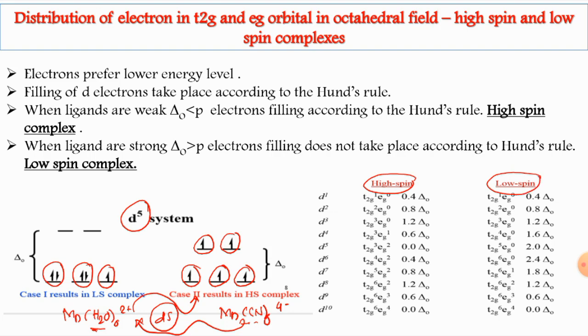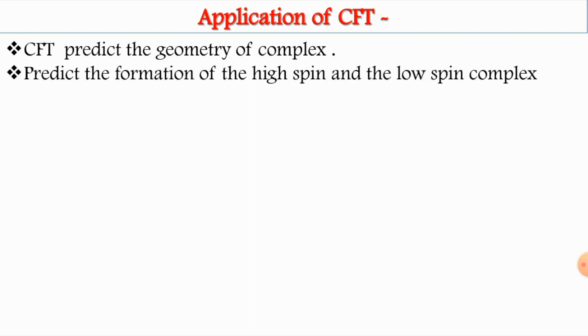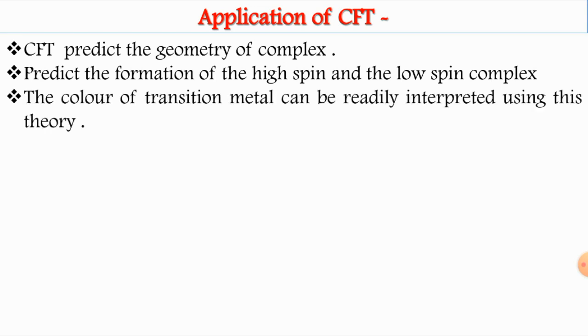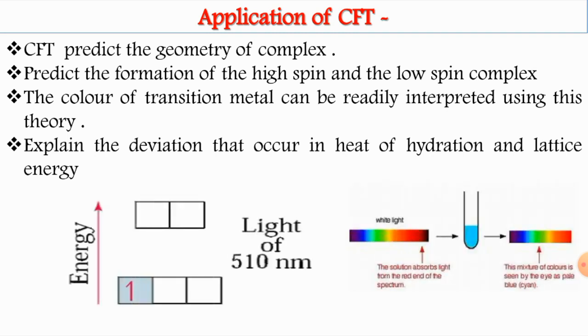What are the applications of our crystal field theory? It predicts the type of geometry, let's say octahedral, tetrahedral. It predicts the type of ligand or type of complex, whether it is high spin or low spin. We can interpret the type of complexes on the basis of color. Also the hydration and lattice energy can be found out. This is important, basically how to predict the color.